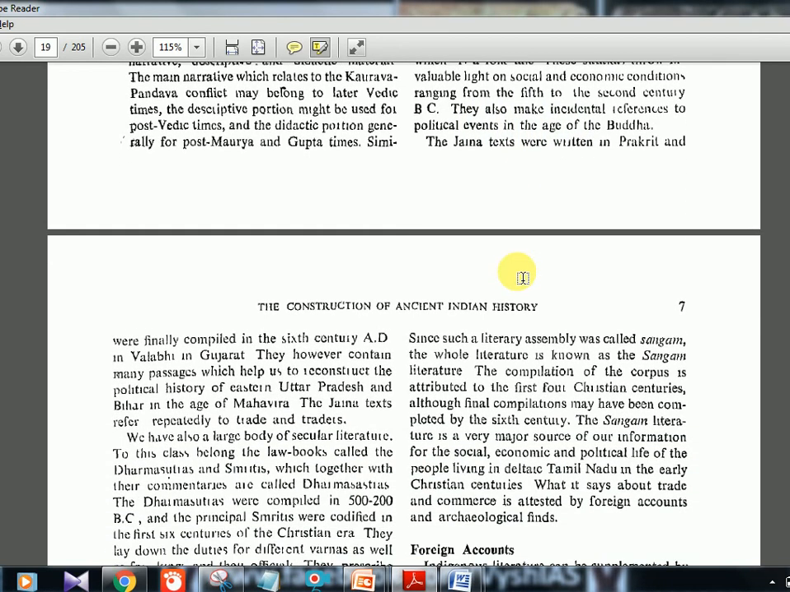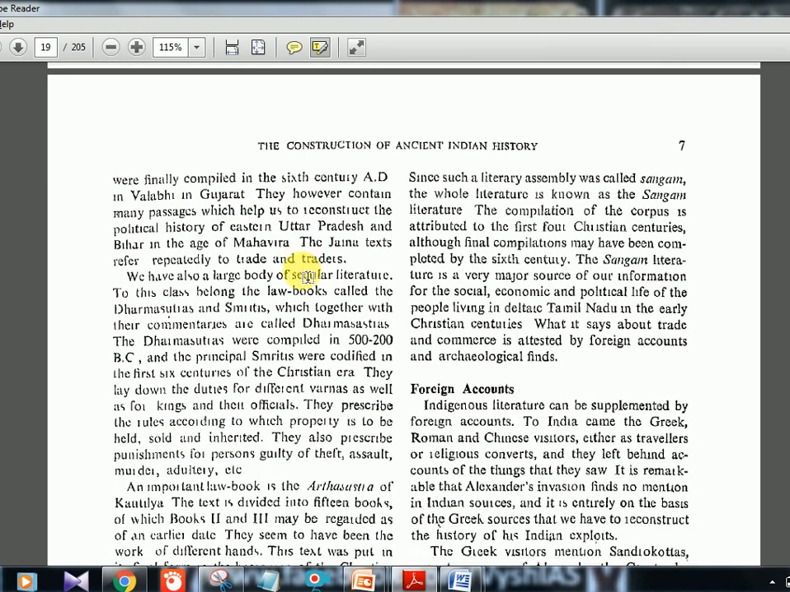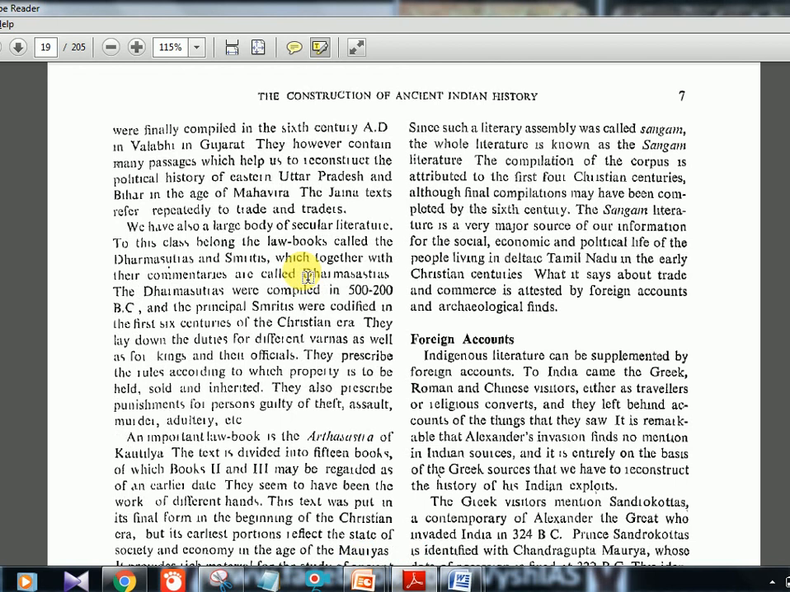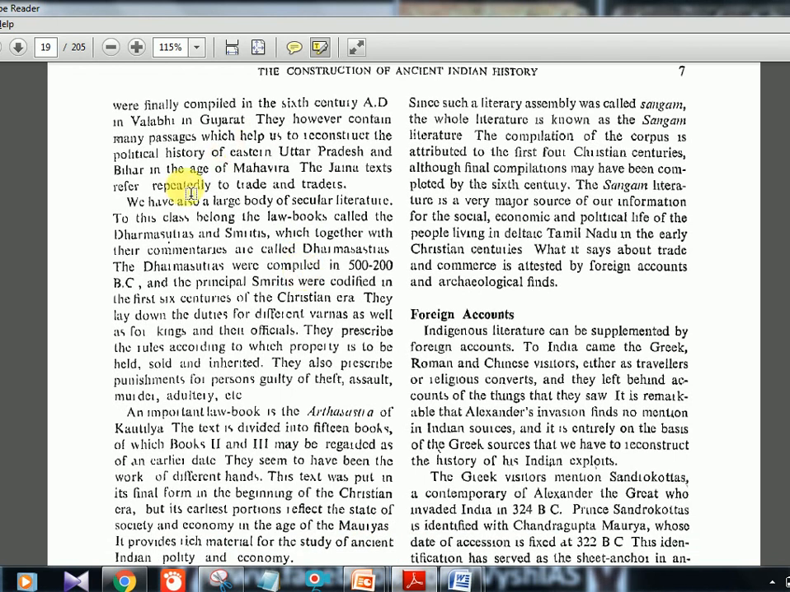Jaina texts were written in Prakrit and finally compiled in the 6th century AD in Vallabhi in Gujarat. So this Jaina text was compiled in Vallabhi in Gujarat, the final text, 6th century AD. That is again one point. Jaina texts referred repeatedly to trade and traders. So if UPSC puts a statement like this, it is true.